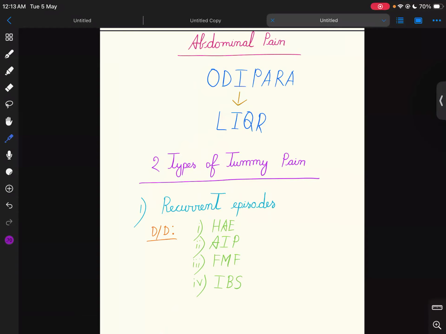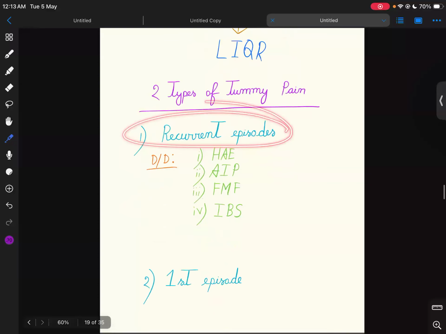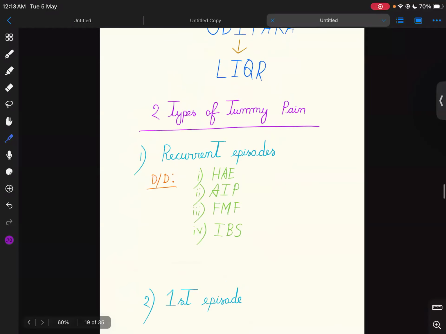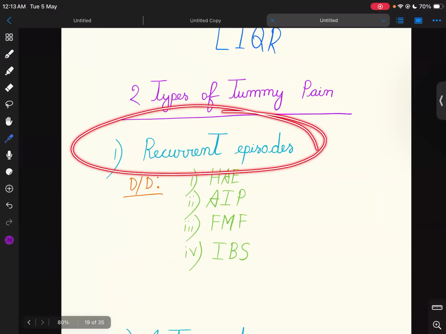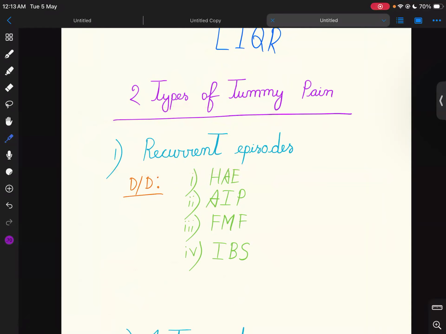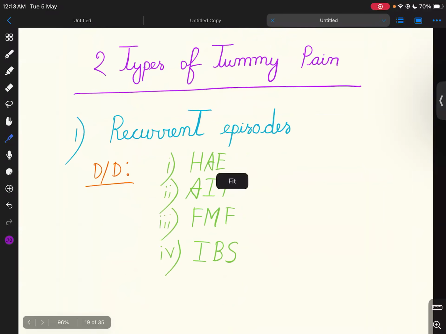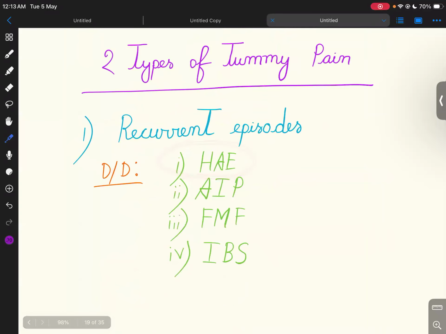Then in the PACES exam, two types of tummy pain come. One is recurrent episodes of tummy pain, another one is the first episode of tummy pain. If the pain is recurrent, that is, it is coming and going, then there are four differential diagnoses for the PACES exam. One is hereditary angioedema. Then another one is acute intermittent porphyria. Another one is familial Mediterranean fever. And the last one is irritable bowel syndrome. I'm again repeating: hereditary angioedema, acute intermittent porphyria, familial Mediterranean fever, and irritable bowel syndrome.